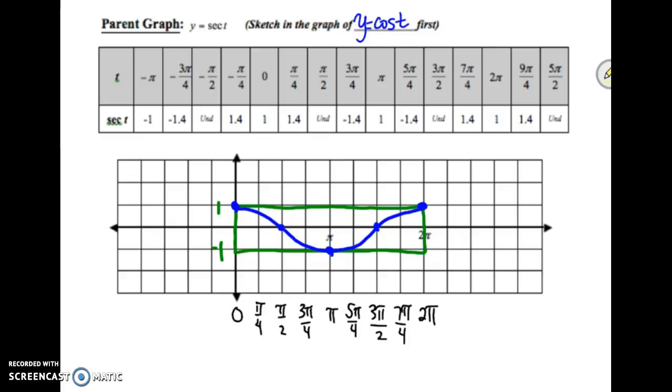We have an asymptote at, let's see here, pi over 2. Undefined, right? That's where I'm looking at. I'm looking at where things are undefined. We have an asymptote at 3 pi over 2. We would have another asymptote at 5 pi over 2.